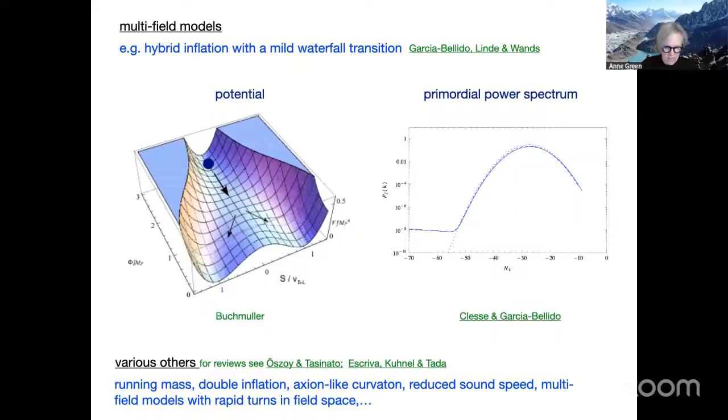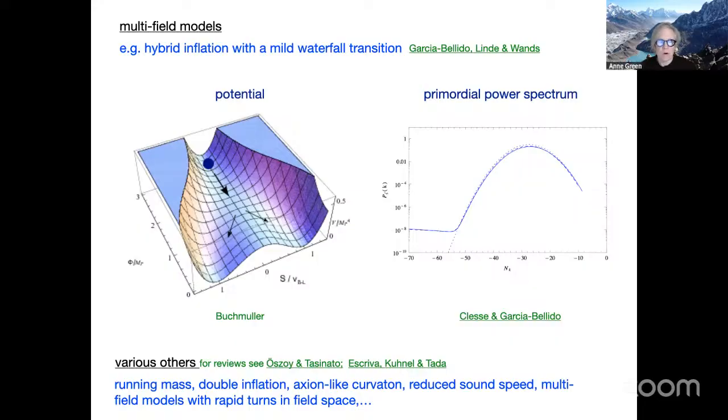So in hybrid inflation, the potential looks like the left. Initially, the field rolls down this local minimum, but eventually we get to a point where actually that's no longer the minimum. We've got these two global minima, and the field transfers to one of them. And if this transition happens neither too fast nor too slow, you can get a broad peak in the power spectrum, which reaches the required amplitude to produce an interesting number of primordial black holes.